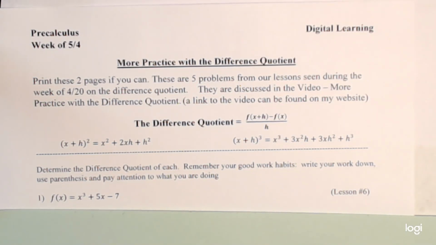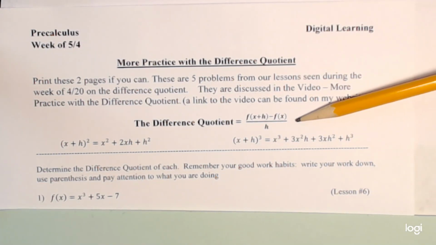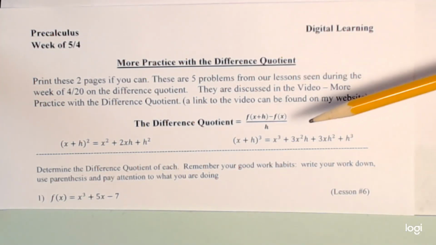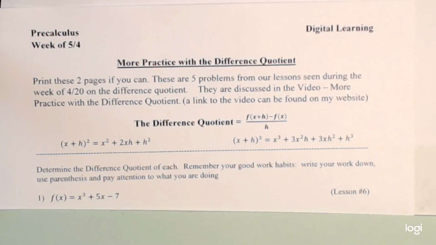Remember, the difference quotient was your f of x plus h minus f of x, all divided by h. Remember, the algebra concludes when you figure out how to reduce that h in the denominator. Given you your (x plus h) squared, given you your (x plus h) cubed, you're going to use them both. 5 problems for you to try today.